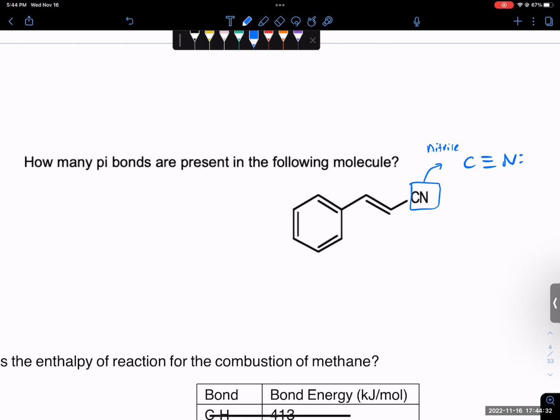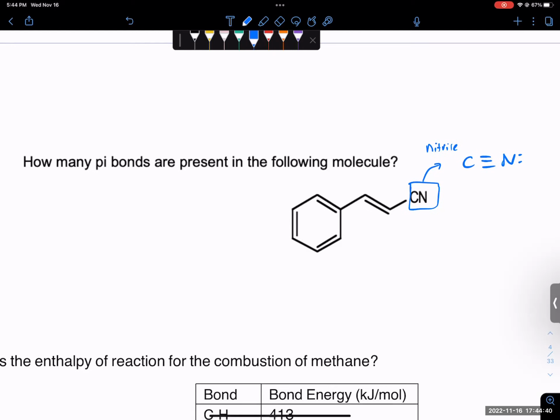So a double bond has 1 pi bond, and a triple bond has 2 pi bonds, and that's because every bond has a sigma bond. So a single bond is only composed of 1 sigma bond, whereas double bonds have 1 sigma bond and 1 pi bond.